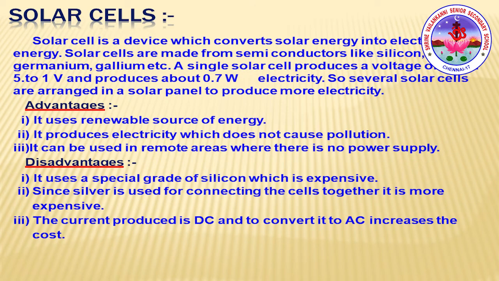Solar cells, which is the device, are helpful to convert the solar energy into electrical energy. The solar cells are made from semiconductors like silicon, germanium, gallium, etc. We can say that we are using the silicon material. A single solar cell produces a voltage of about 0.5 to 1 volt, and produces about maybe 0.7 watt of electricity. So several solar cells are arranged in a solar panel to produce more electricity, right?